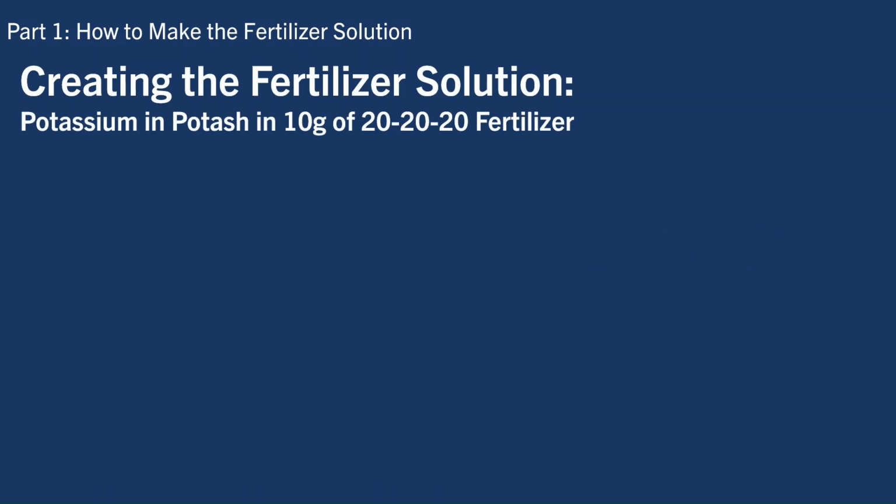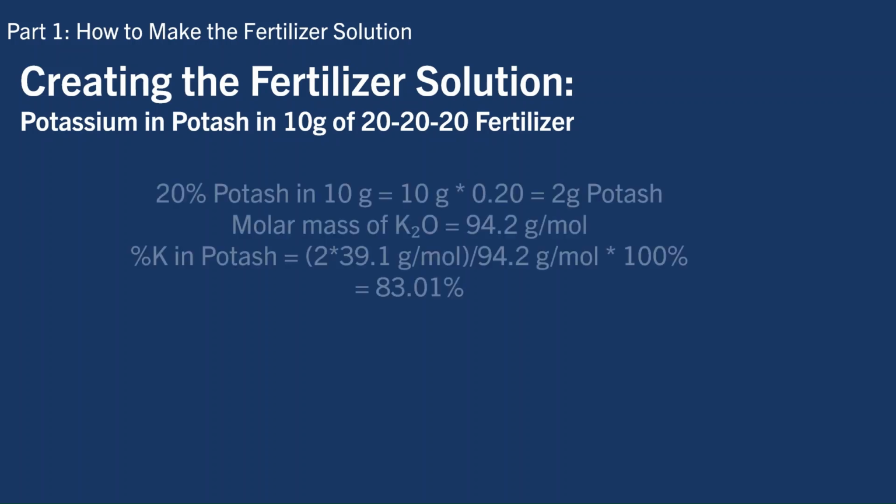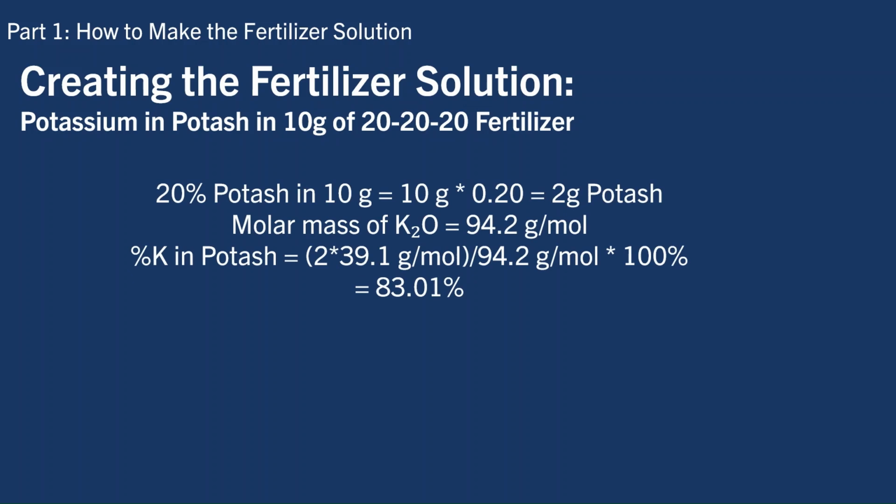We will calculate the available nutrients in a 20-20-20 fertilizer, using 10 grams as an example. Specifically, let's determine how much potassium is present. As previously mentioned, the 20-20-20 label refers to the nutrient composition, indicating 20% of the fertilizer consists of potassium compounds, such as potash. To find the amount of potash, multiply the fertilizer mass by 20%, equaling 2 grams of potash in this example. Potash has a molar mass of 94.2 grams per mole.